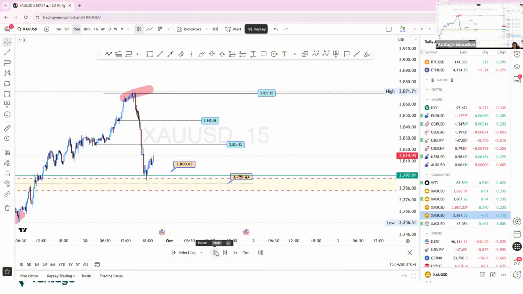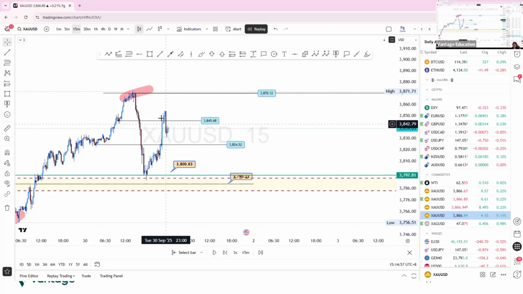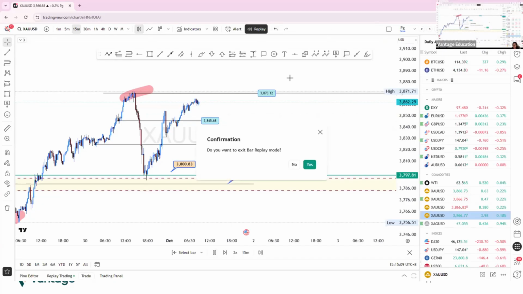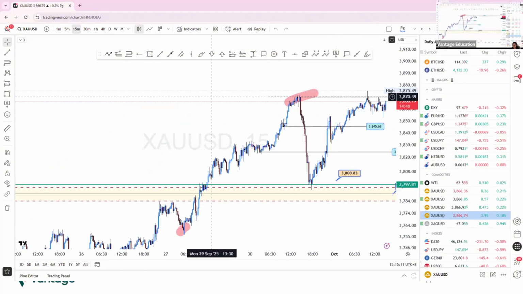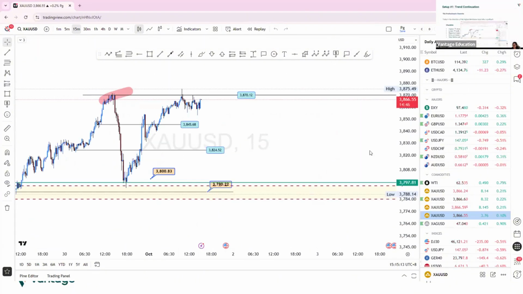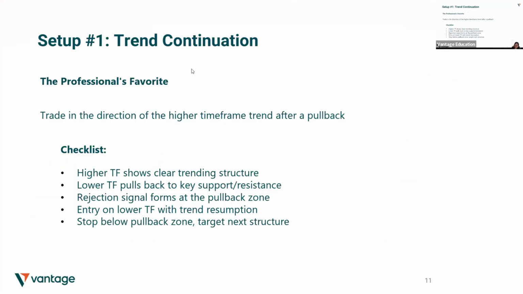Price rises and breaks on the low time frame. We know that this is a slight pullback, and then it sells off. Now we know that price has already gone back to the all-time high at 3875, and has rejected somewhere around there. So this is for trend continuation.